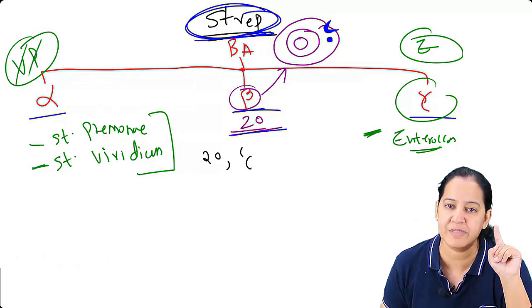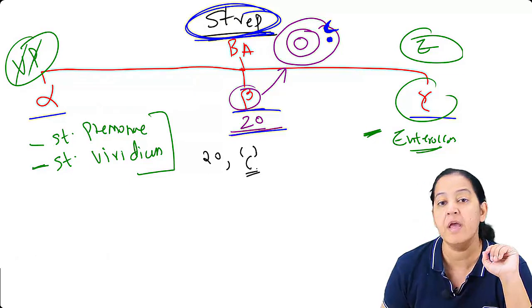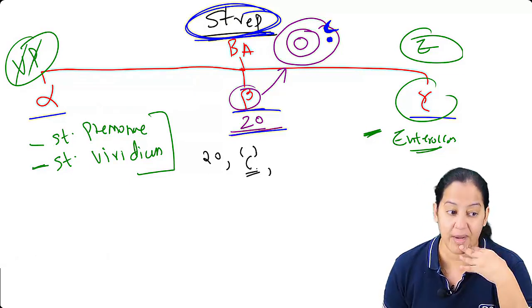You will say, ma'am, group C carbohydrate is present in the cell wall, which is of 20 types, and based on that it is 20 types. What is the name of these 20 types? If there are 20, there will be 20 names, right?